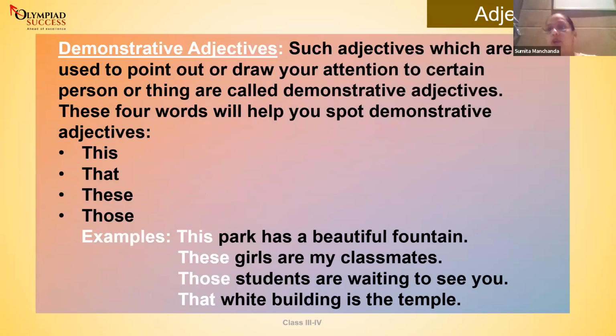Now, demonstrative adjective. Now, when I say demonstrative adjective, what is it? We all know we point towards certain objects. You all have your book or pencil or pen with you, maybe a piece of paper or toy. Anything which is close to you. I want all of you to show what all things are there close to you.